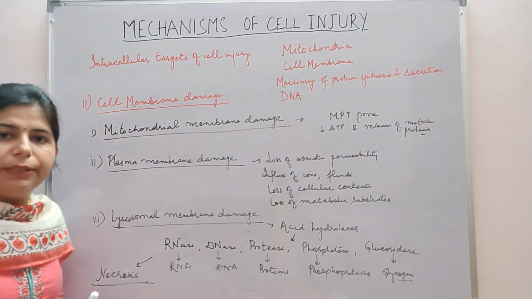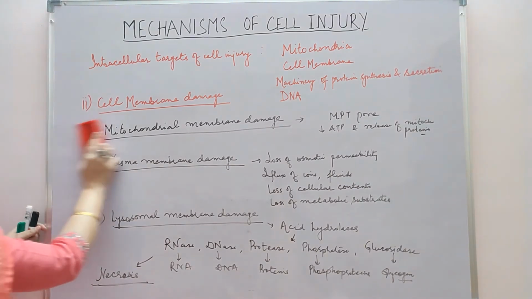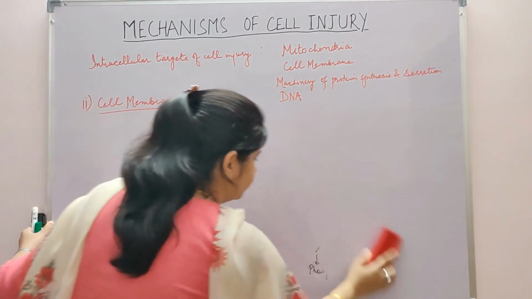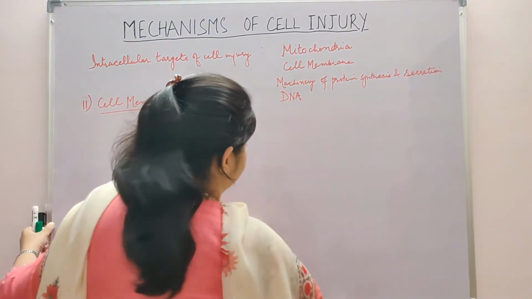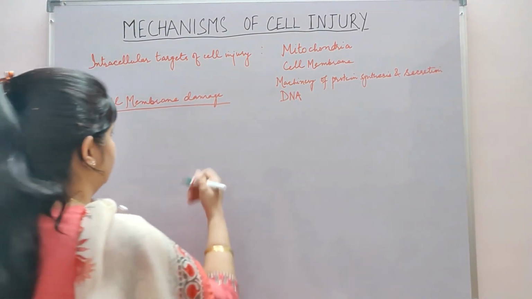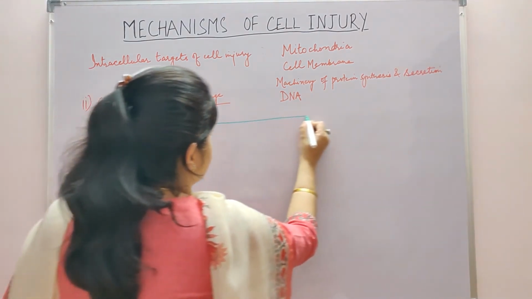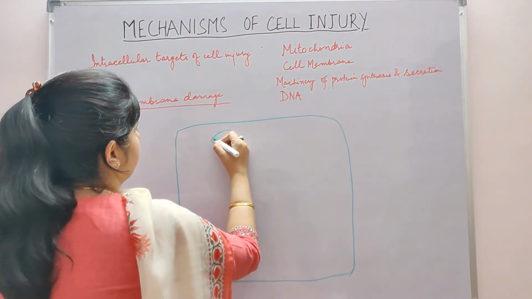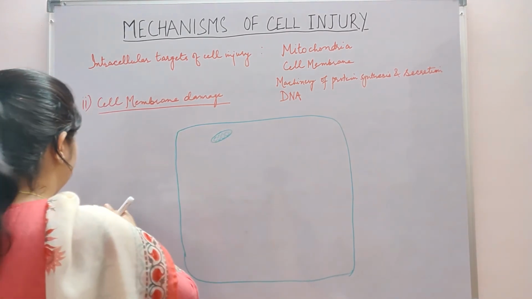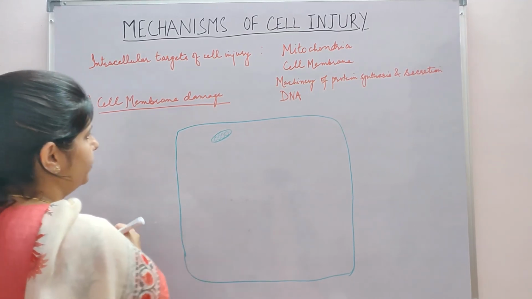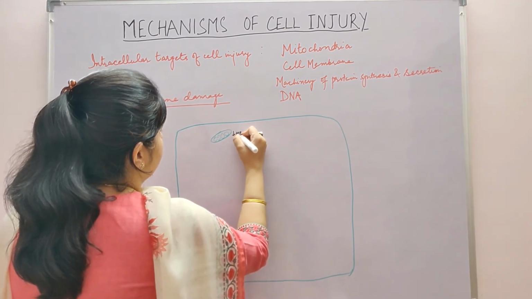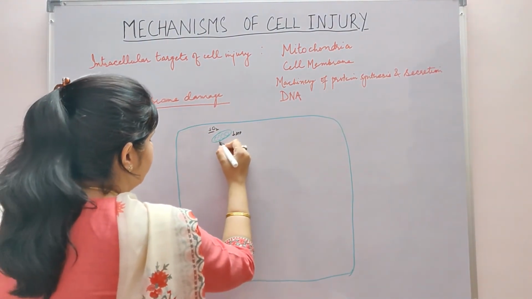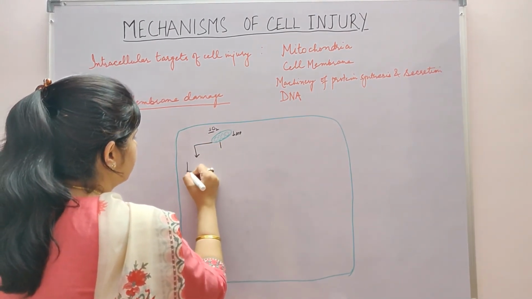So this was about cell membrane damage. So let us understand the mechanism of cell membrane damage with the help of a diagram. So this is a cell. And this is the mitochondria here. So when mitochondrial damage occurs, there is depletion of ATP. Suppose it is due to ischemic injury. So there is depletion of ATP, and there is formation of reactive oxygen species.